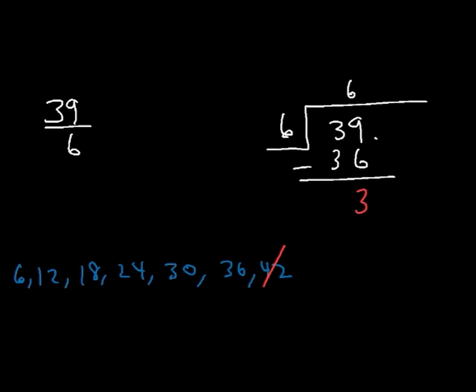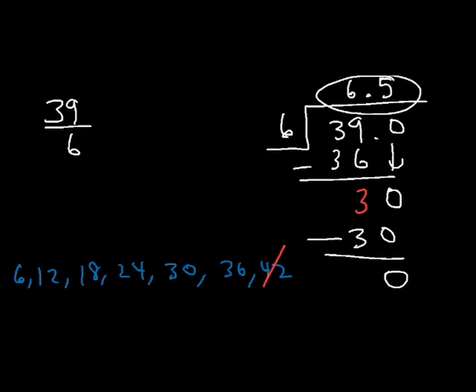Now 6 doesn't go into 3, so we're going to add a 0. So we're going to add a decimal point, and we're going to treat this as if it's 30. So 6 goes into 30 5 times, because we had to add 6 5 times to get to 30. So this shouldn't have been a 0 here. I should have just put a decimal point. But we're still going to bring down the 0. So 6 times 5 is 30, and we have a remainder of 0. So the answer, therefore, is 6.5. So that's a simple way in which you can convert a fraction into a decimal.